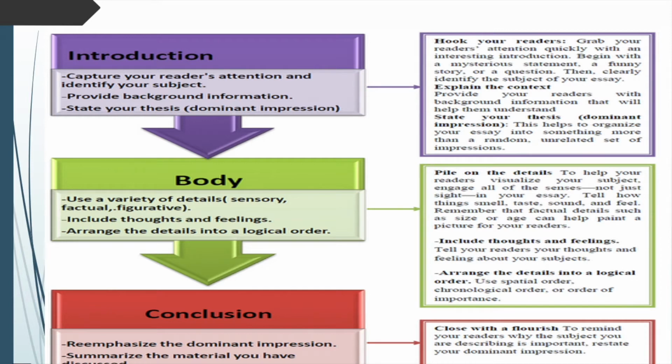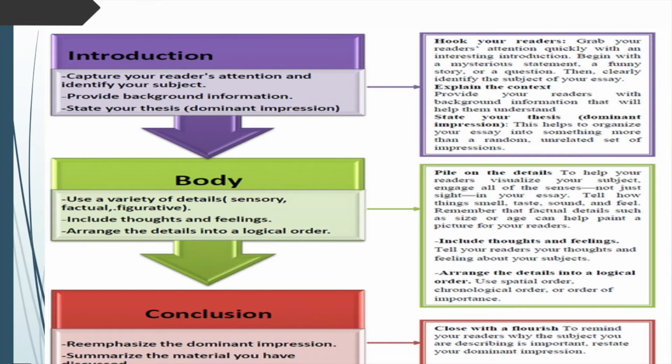After that, you have to explain the context or provide the background information. Provide your readers with background information that will help them understand. And then after that, you have to state your thesis or the dominant impression. This helps to organize your essay into something more than a random, unrelated set of impressions. And those are the details that you have to include in your introduction. And now let's proceed to the body paragraph or paragraphs.